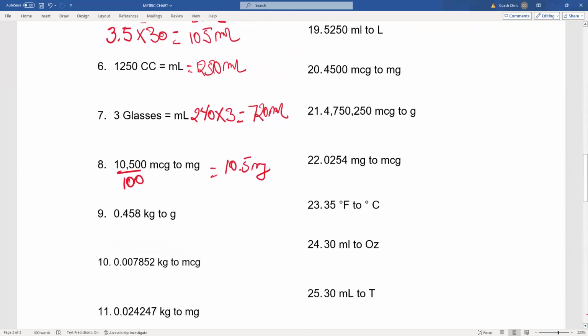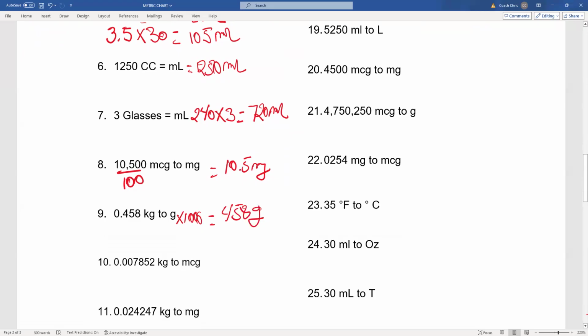All right. Let's look at number 9. Kilogram to gram, you multiply. You go from left to right. You multiply. There is only one step. So you're going to multiply this one here by 1,000 because there is only one step. And once you do that, you have 458 grams.